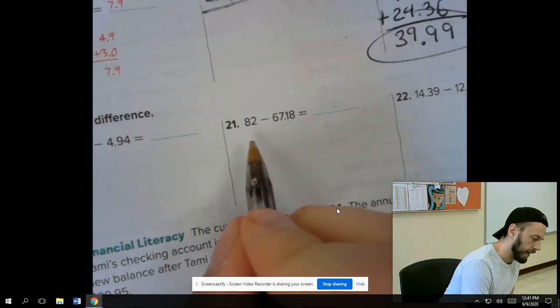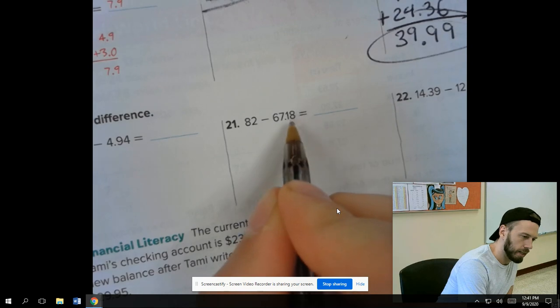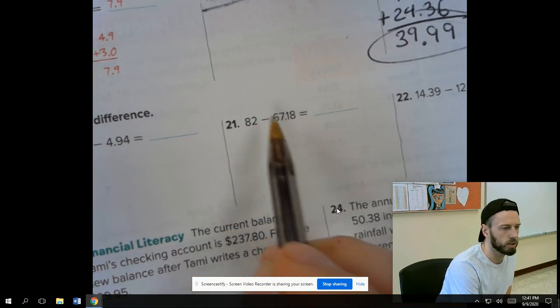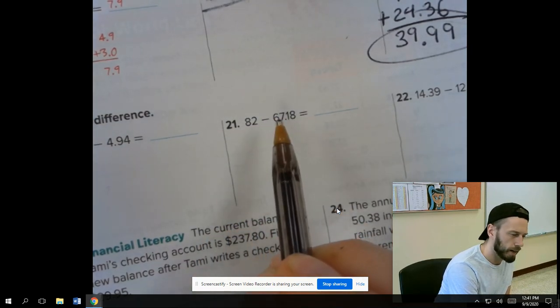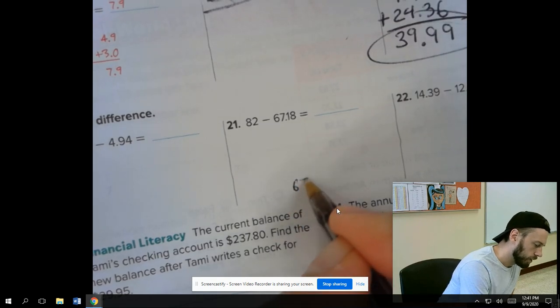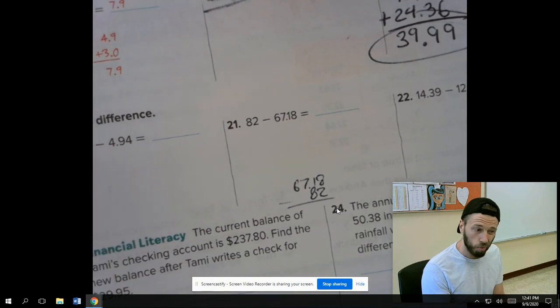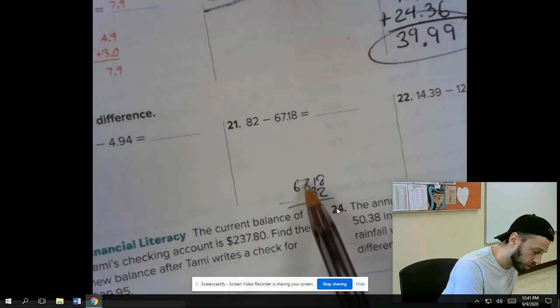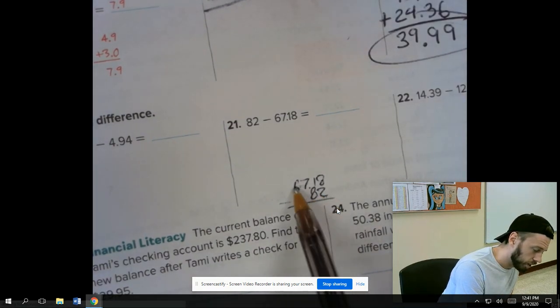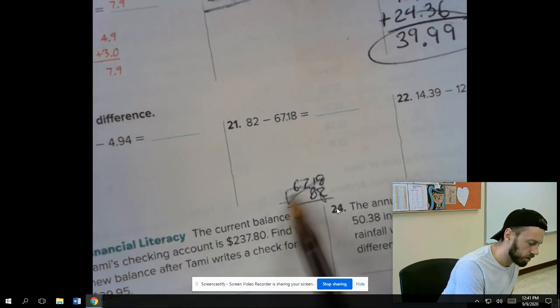So we're going to take a look at this, and 82 minus this decimal number here looks a little odd because this looks like it has more digits. A lot of kids will want to take 67.18 and put it like this and subtract like that. That's actually not right, because if you notice, the ones places aren't stacked on each other, the tens places aren't stacked on each other. That's going to cause some problems, right?